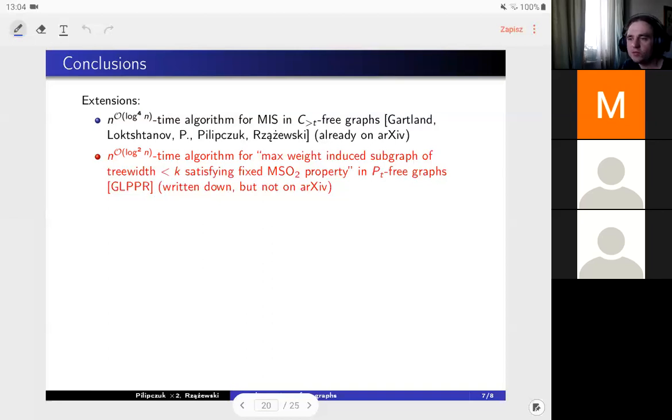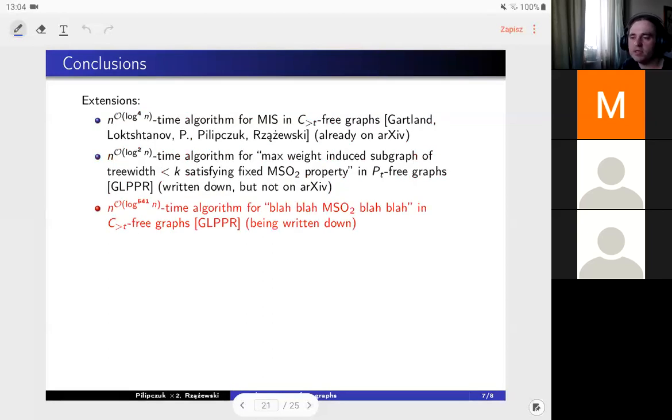Okay. This one is already written down. We have a manuscript here, but it's not put anywhere, because it's waiting for the next bullet that will appear here in a moment. So now, okay, there's the dimension of C more than T3 graphs, and there's the dimension of PT3 graphs, and yes, it can be merged.